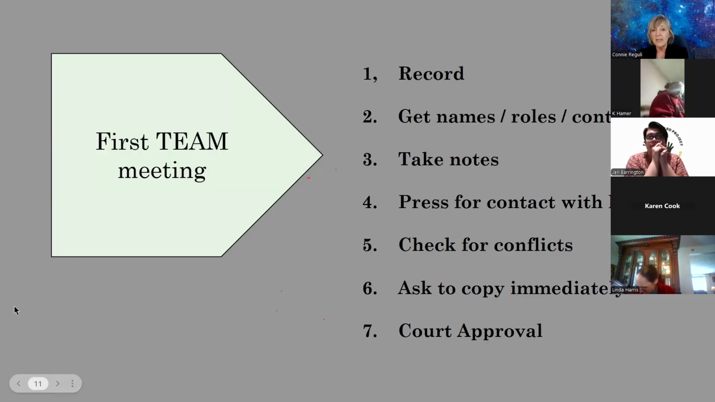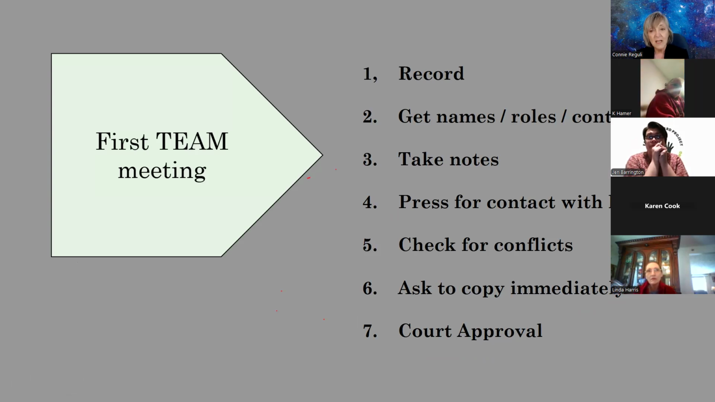All right, so the first team meeting, again, record, get names, roles, contacts. There's going to be several people. There's education people, there's health people, mental health people, there's foster care people. There's probably going to be 7 people there from the agencies, and they go around the room very fast. Always have a pencil and paper taking notes while you are there so you can gather all that information.